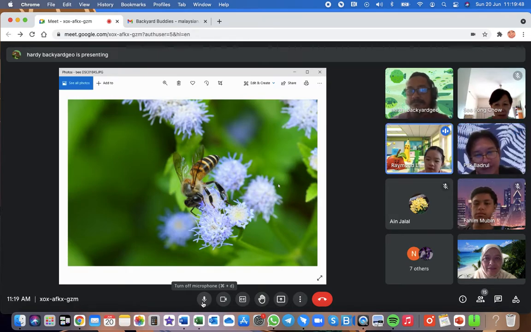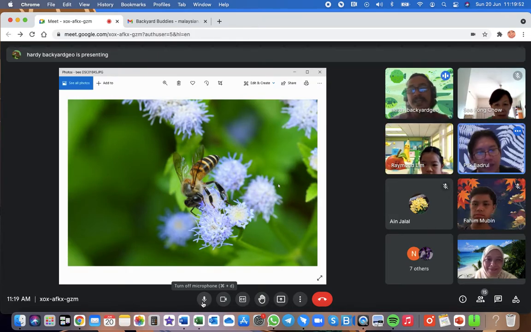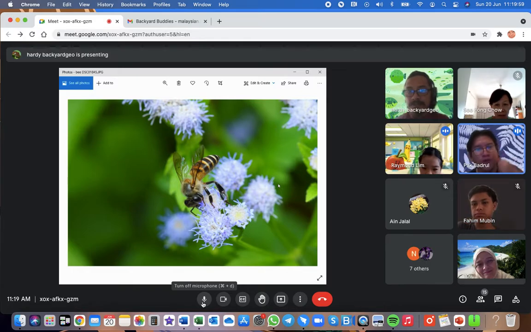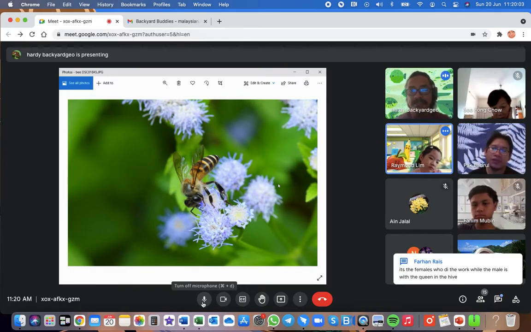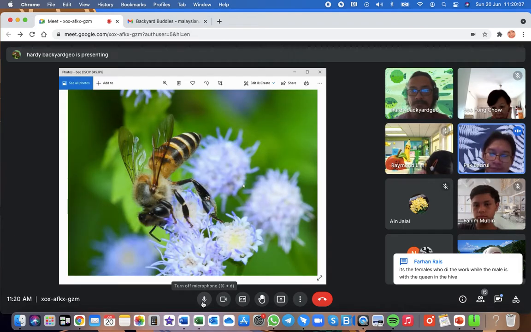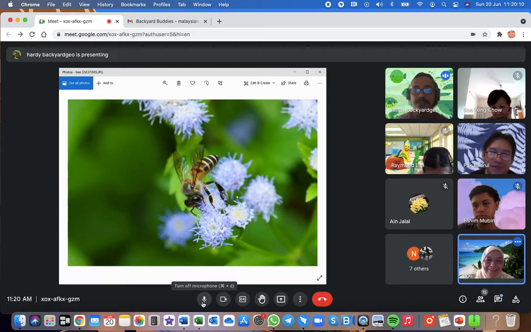You also bring nectar to us to make honey. Yes, they need to visit hundreds, thousands of flowers to make a spoon of honey. Bees are our buddies. Without bees, we have no honey.